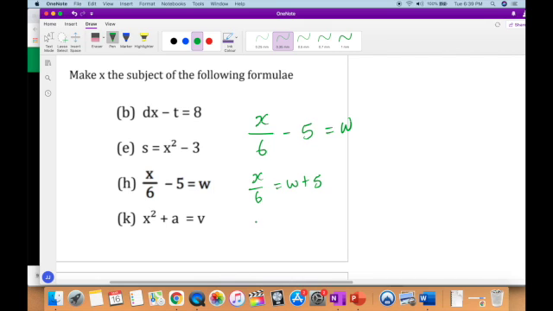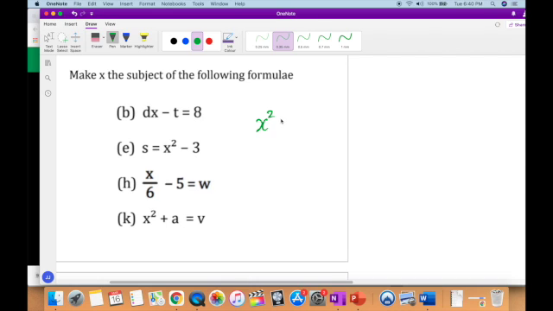Take the 6 and multiply it on the next side. Yes, multiply by 6, because on this side it's divided by 6. So when you fling it across, all of this, w plus 5, is going to be multiplied by 6. Alright? Good job, Shazay. Shazay, you want to try your hand at this last one here?